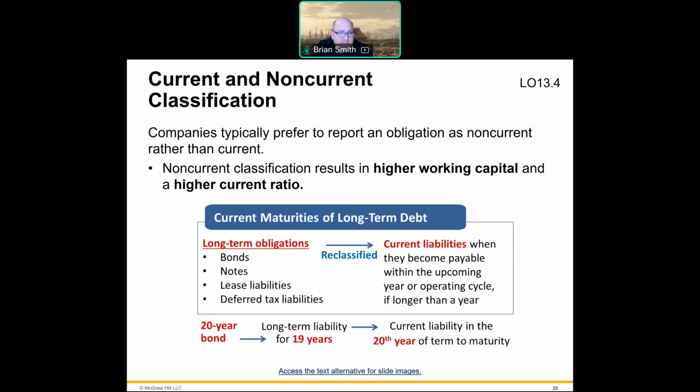Current and non-current classifications, current maturities of long-term debt. You're going to have bonds, notes, lease liabilities, deferred tax liabilities. All of these are basically just amounts due within the one-year accounting period or the operating cycle of the company. Bottom line is that's all we're doing. Oftentimes you look at a financial statement and it'll say the current portion of bonds payable, current portion of notes payable, and that's what we're talking about here.